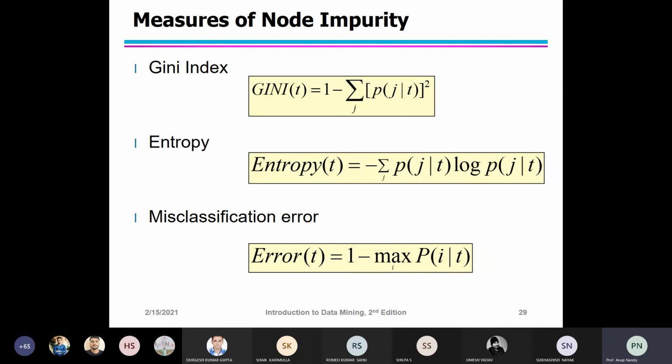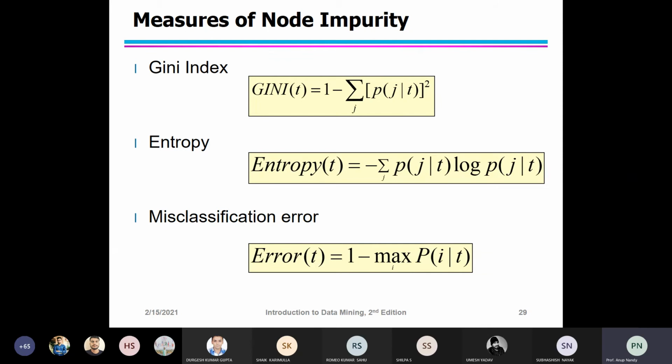Then you have entropy. Using the entropy-based method, entropy of t is equal to minus the summation of p of j given t times log of p of j given t, where j is from 0 to C minus 1. And you have the misclassification error, which is 1 minus the max over i of the probability of i given t. In the Gini index, you can simply have i from 0 to C minus 1 of p of i given t.